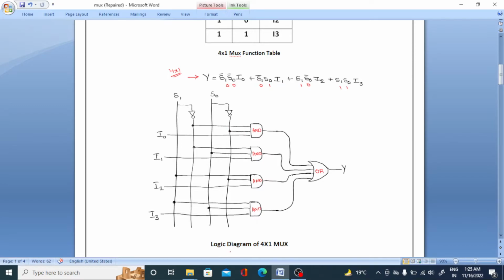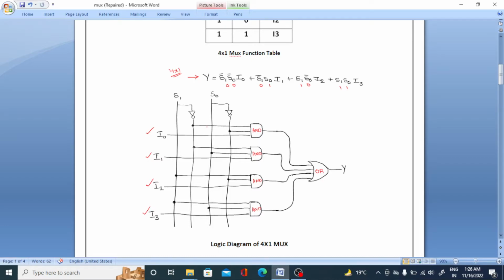Now this is the logic diagram. Based on this equation we can easily implement the logic diagram. In the output equation you may observe that S1 is there, S1 bar is there, and here S1 is there, and S0 bar is there, and here S0 is there. Those selection lines I mentioned here: this is the S1 line, this is the S1 bar line, this is the S0 line, the S0 bar line, and then the inputs, you may observe the inputs here, I0, I1, I2 and I3.